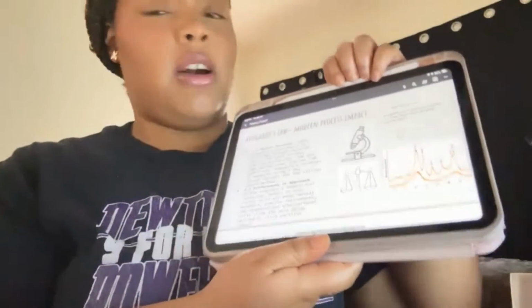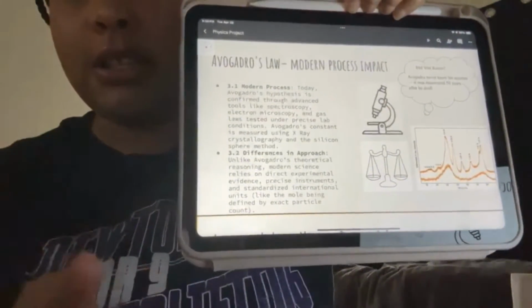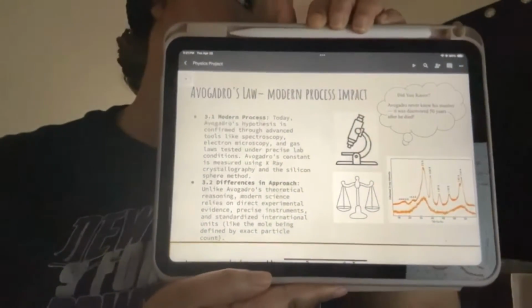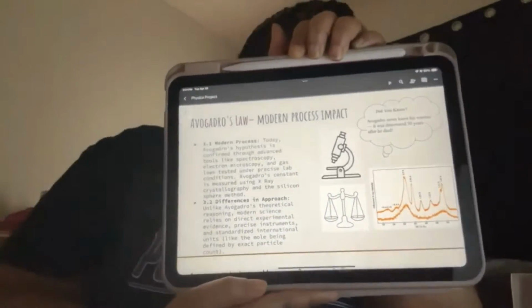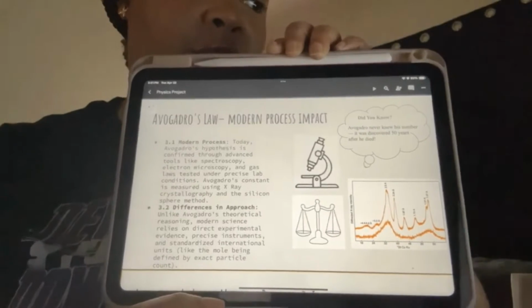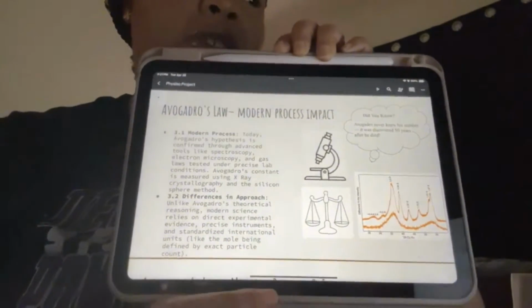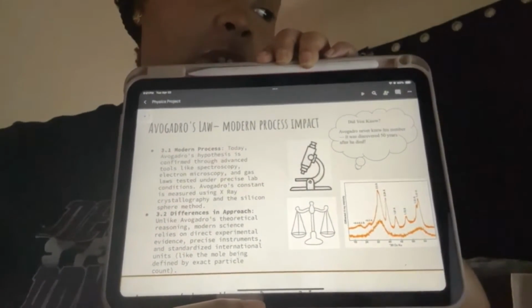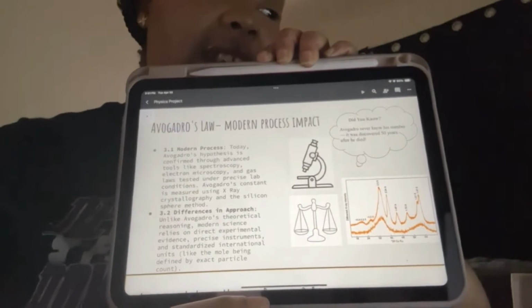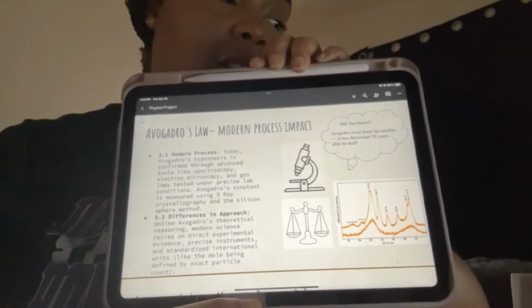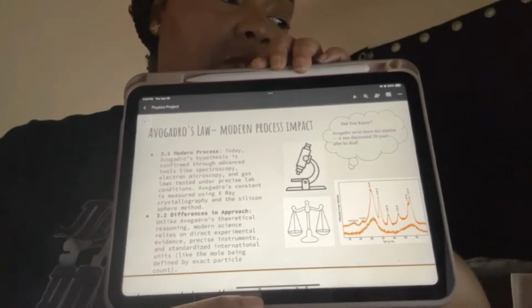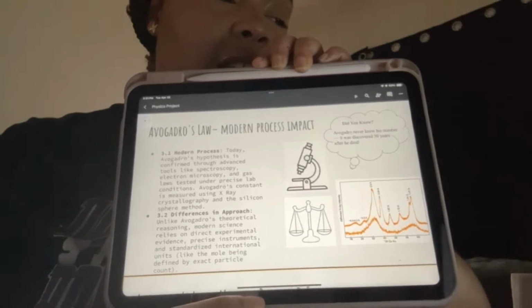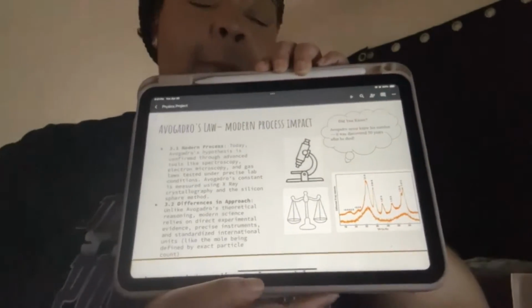Hello. I'm going over today Avogadro's law, process, and impact. The modern process today in Avogadro's hypothesis is confirmed through advanced tools like spectroscopy, electron microscopy, and gas laws, tested under precise lab conditions. Avogadro's constant is measured using X-ray crystallography and the silicon sphere method.